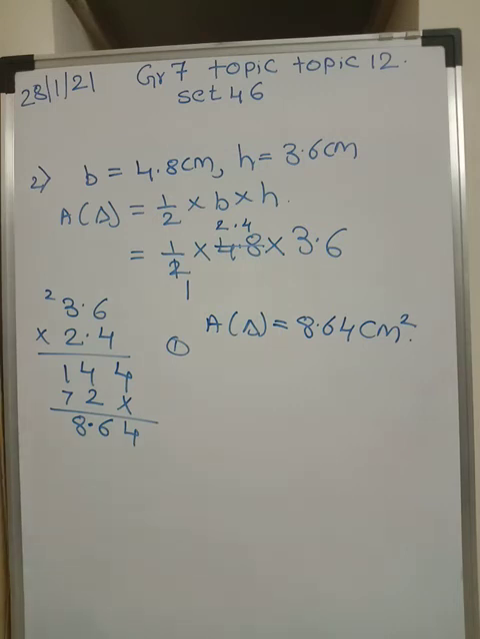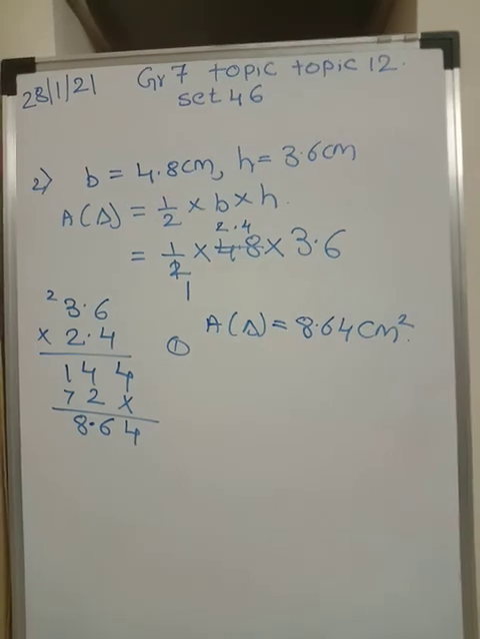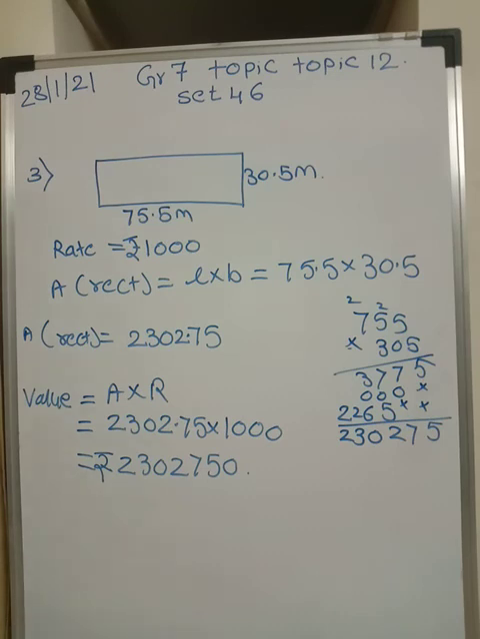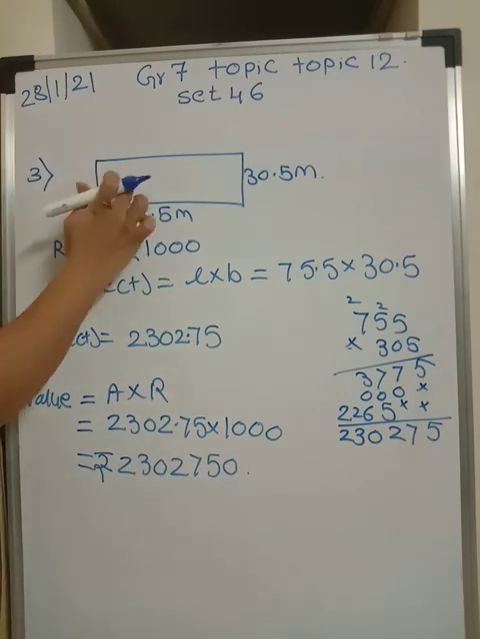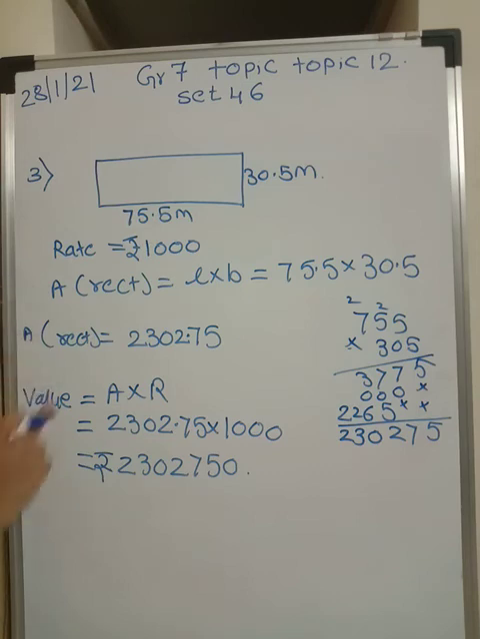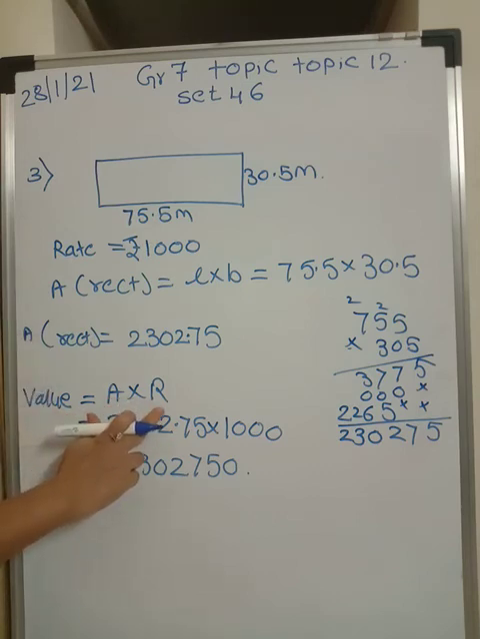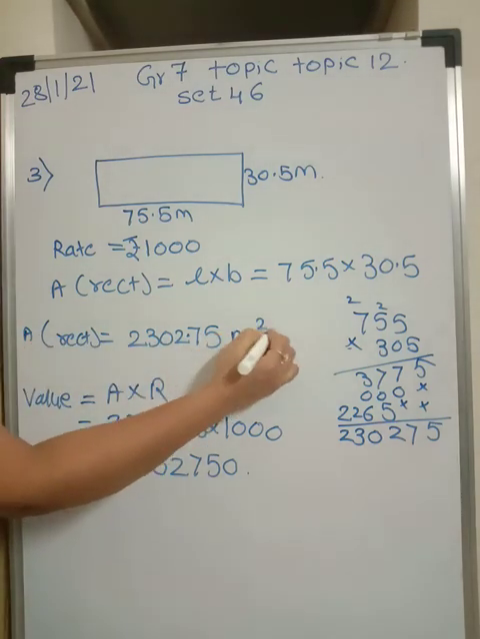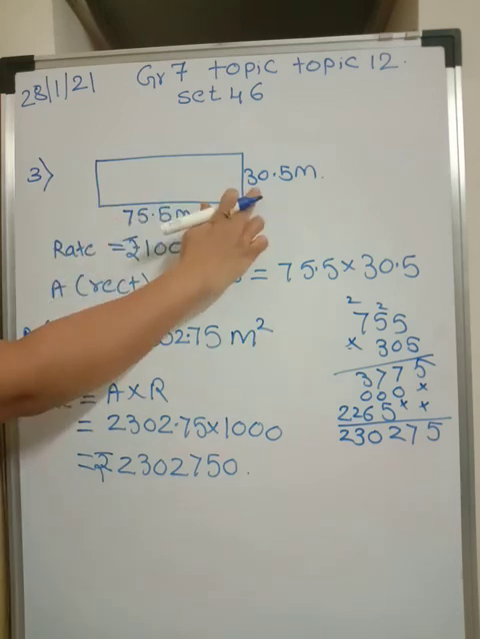What is the value of a rectangular plot of land 75.5 meters long and 30.5 meters broad at the rate of 1000 rupees per square meter? Now let us take down this problem first. Look at problem number 3. A rectangular plot is given and we have to find the value of this plot. So what is the value? It is always area into rate, because the rate is given as 1000 rupees per square meter. So this is area in meter squares. The length is 75.5, the breadth is 30.5.